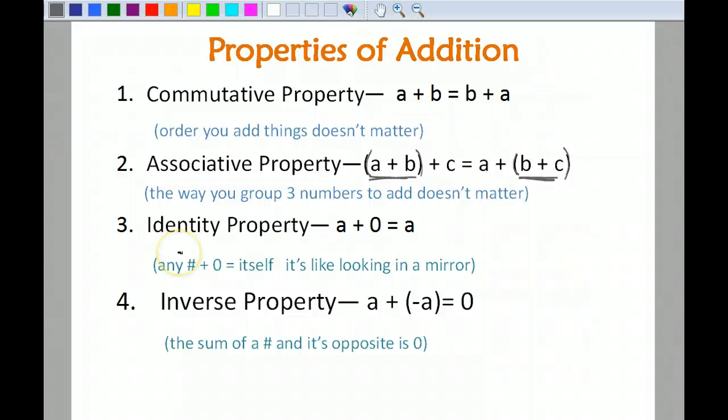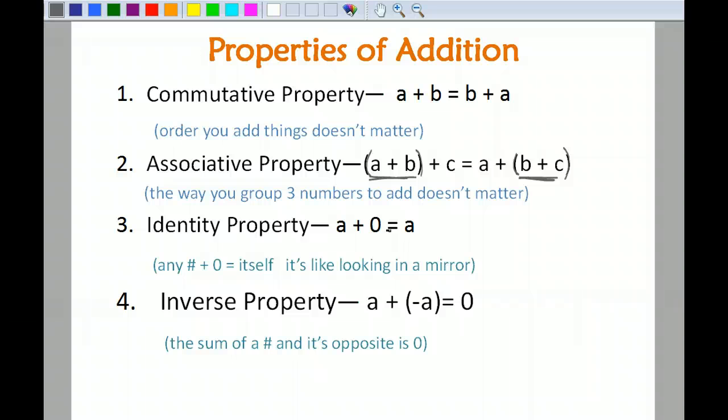Number 3 is the identity property. So any number plus 0 is going to give you that number. So any number plus 0 is itself. And identity, I think of looking in the mirror. You get back exactly what you start with.